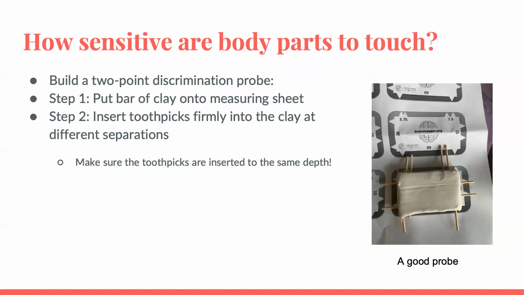So if you go into your kit, you'll find another bag that's labeled somatosensation. In that bag, you should have a few worksheets that are labeled somatosensation. You should also have some toothpicks that are bundled together. And then you should have a bar of clay. And you probably will also have a pencil for you to write down your data. So I'll quickly go over what this experiment is really about.